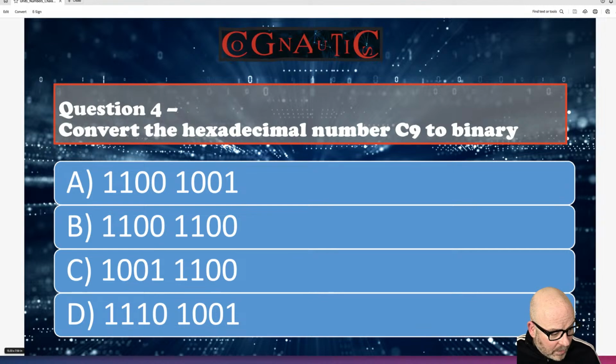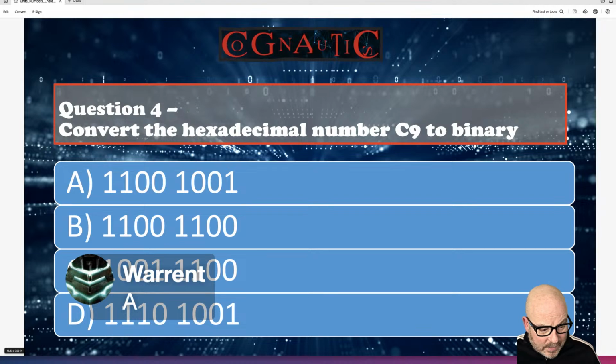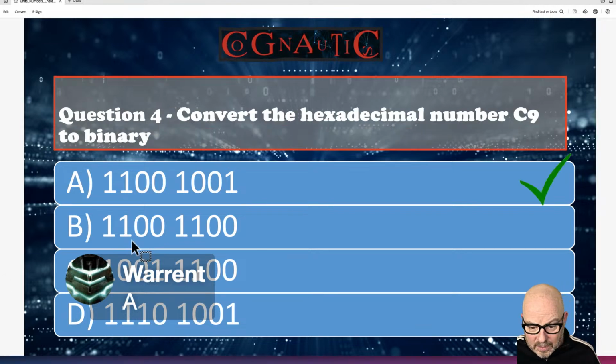So we've got Dan who's saying A. We've got Lakshay who's saying A. Let's see what the correct answer is. Okay, we've got Warrant saying A as well. Let's have a look. The answer is indeed A.